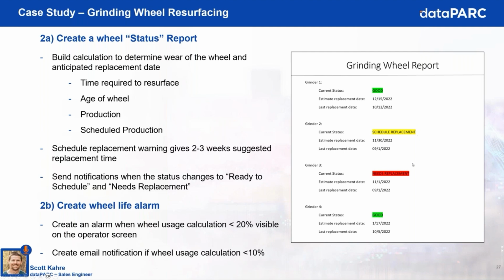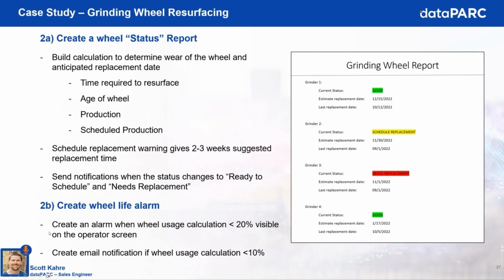The other thing, like I said earlier, is you could create an alarm. So when the calculation says that there's less than 20% of the life left, have that alarm visible on the operator screen so they're alerted and they don't continue operating to the point where their grinding wheel is completely worn out and then causing quality problems or perhaps downtime. You can also email a notification based on that criteria, maybe a little lower criteria, or however you want to set that up.